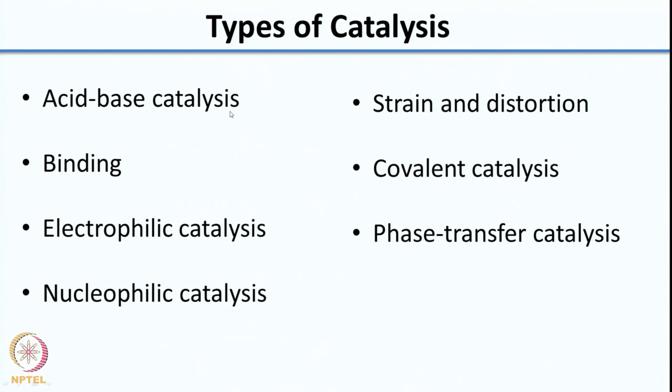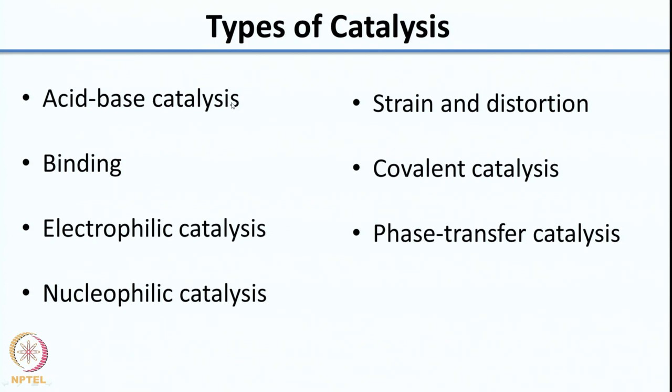So now we'll move on and we will look at the different types of catalysts. So there are several types of catalysis. Some of these could be put within one category or the other. I start with acid-base catalysis. Now acid-base catalysis is what is most common. You have some acid or base catalyzing a reaction. Even so far we looked at several examples of writing reaction mechanism and we came across acids catalyzing the reaction or bases catalyzing the reaction.